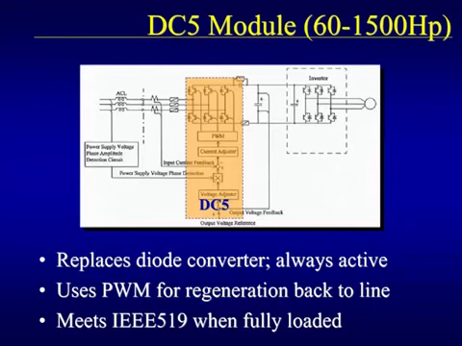The DC5 is a complete replacement of the drive's standard converter section. Both input power and regenerated power are routed through the converter section in the DC5. The DC5 module is larger than the RC5, but it is also capable of handling much larger drive sizes.